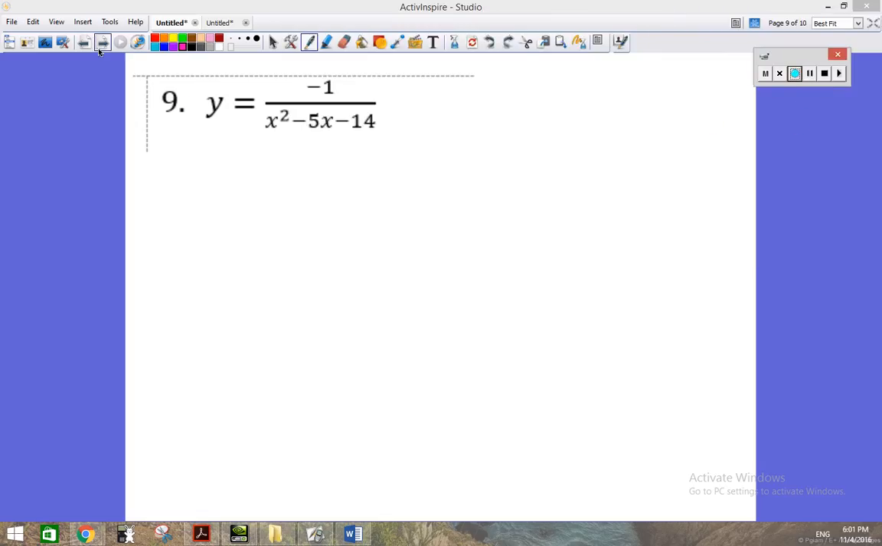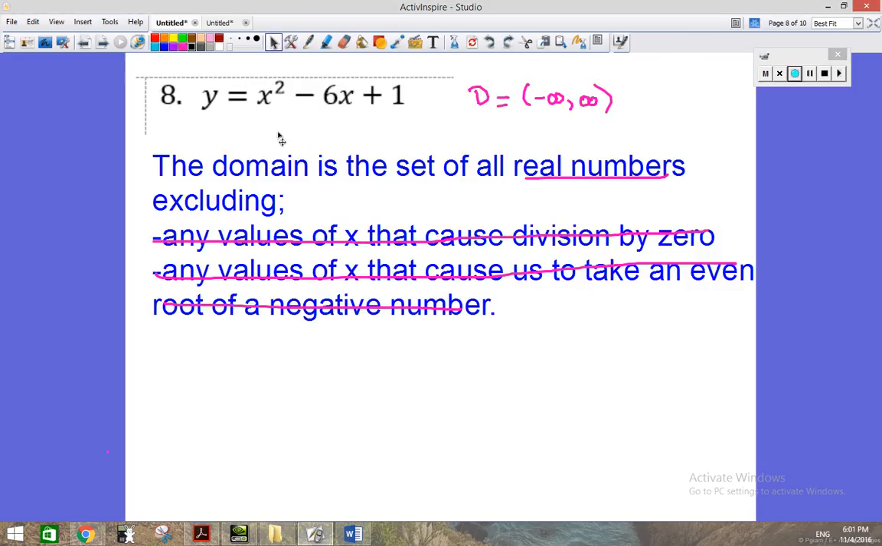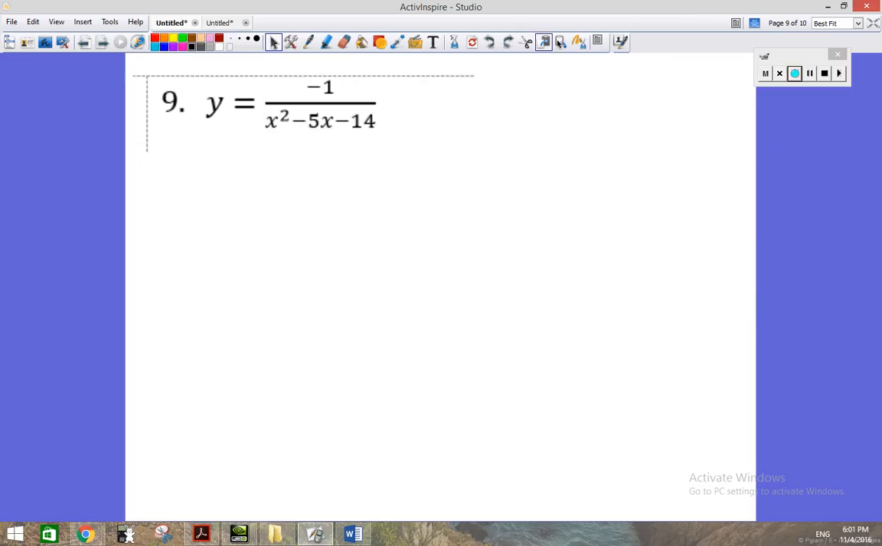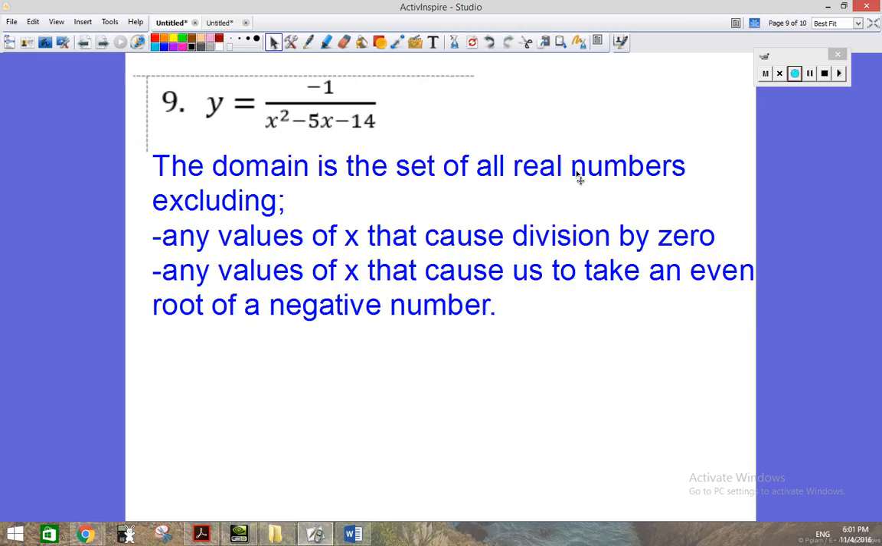I think it is. Let's find the domain of this rational expression here. Whenever we're given an equation, we start out finding the domain the same way. The domain is the set of all real numbers, excluding any values of x that cause division by 0, and also excluding any values of x that cause us to take an even root, like a square root of a negative number. Well, I don't have any square roots in this equation, so I don't have to worry about excluding anything because of taking the square root or even root of a negative number.